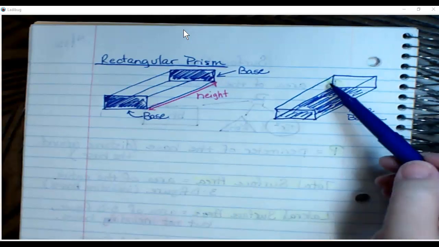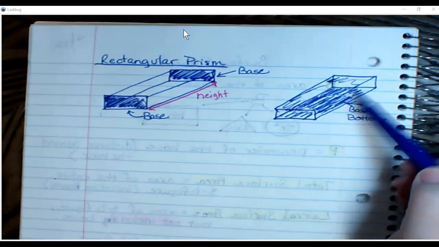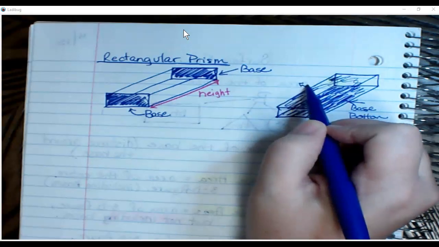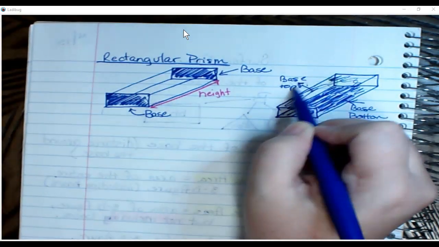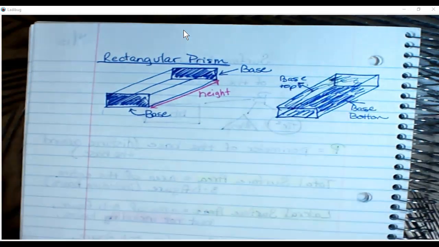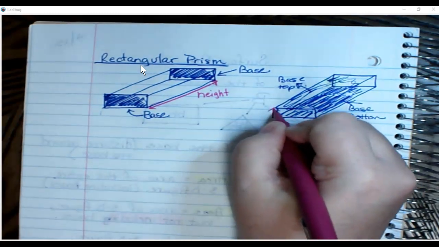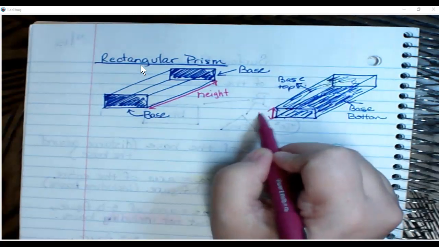It'll be a little bit harder to draw it in, it'll start to get a little messy. But if I shaded in this top part, it could also be the base. So I could have the bottom and the top as the base. If my bottom and top are my bases, then my height would be this distance right here. The distance between the top and the bottom would be my height.